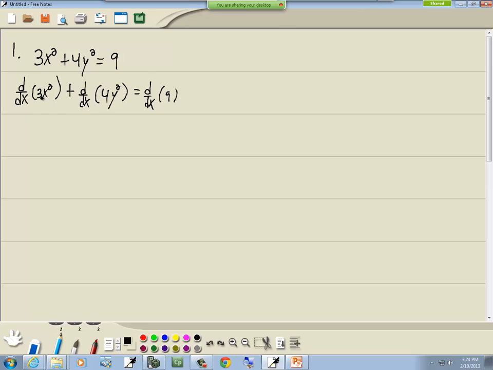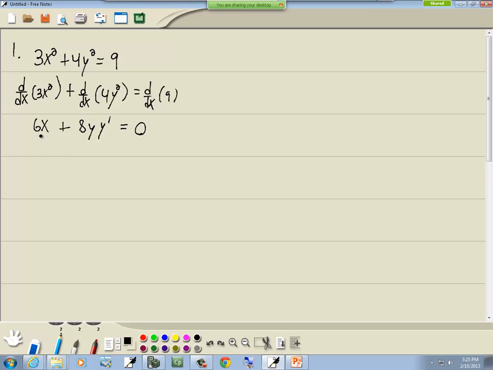So the derivative of 3x squared gives us 6x. Now over here we're taking the derivative with respect to x, but this is y. Well, we take the derivative just like normal. So take the power, put it out in front, lower it by 1, so this becomes 8y. But since we're taking the derivative with respect to x, and this is really a y, we have to add on a y prime. And then the derivative of 9 is 0.